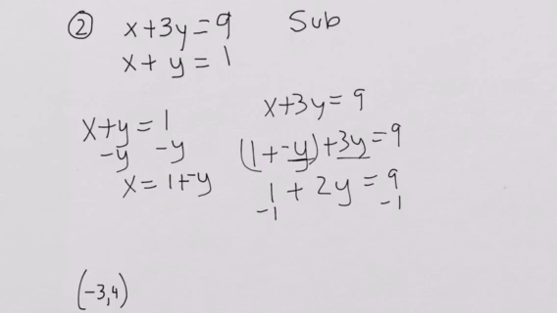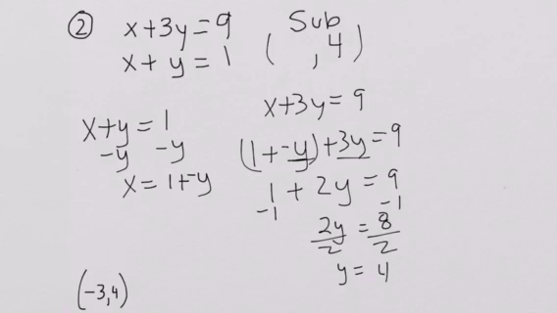Zero pair out the 1. 2y is equal to 8. Divide by 2, divide by 2, y is equal to 4. So in my ordered pair, I have my 4 for my y. Then I'm going to look to see if I can find the equation that's going to be the simplest to solve for x. I'm going to pick the second one.